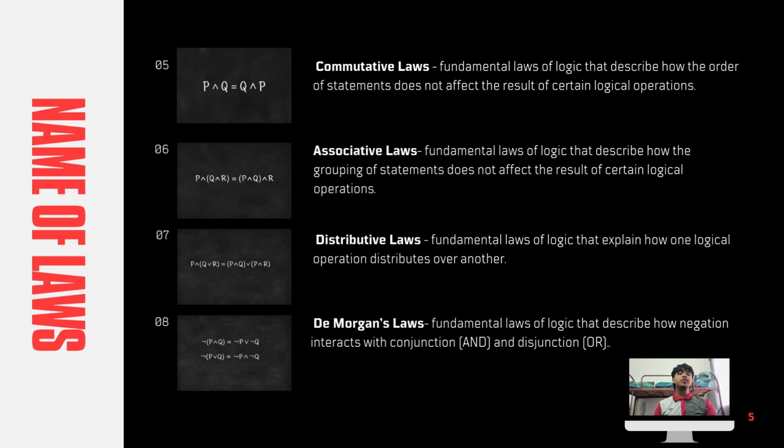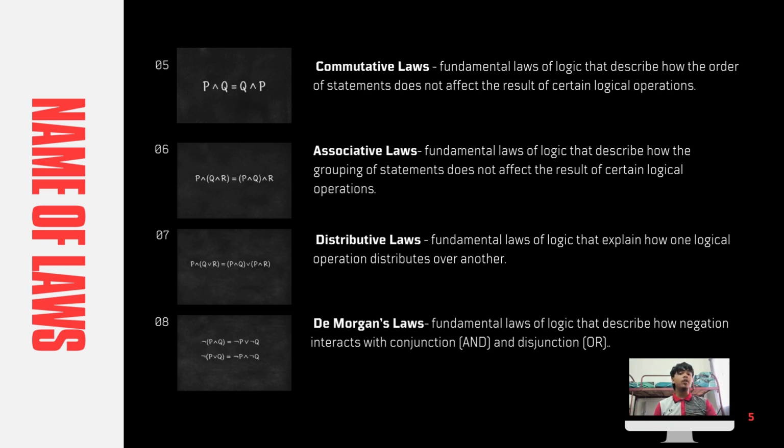Then, the distributive law. This law is like multiplication in algebra. It allows us to distribute an operator over another. P and (Q or R) equals (P and Q) or (P and R). P or (Q and R) equals (P or Q) and (P or R). This helps when simplifying and expanding logical expressions.